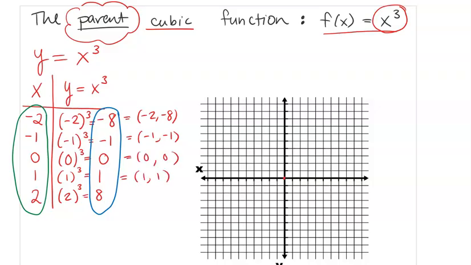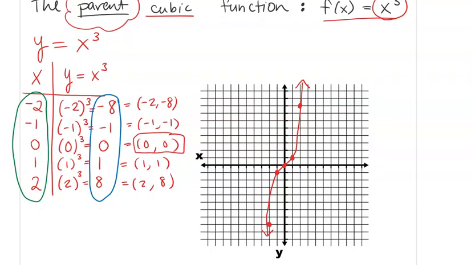So I am going to plot these 5 ordered pairs over here. So I have 0, 0, which was the origin, which I centered my other points around. I have 1, 1, 2, 8. Just kidding, that's right here. And then negative 1, negative 1, and then negative 2, negative 8. And when I connect those points, I get a shape that looks like this.